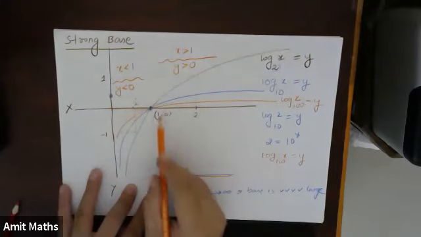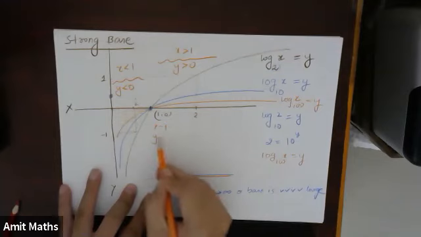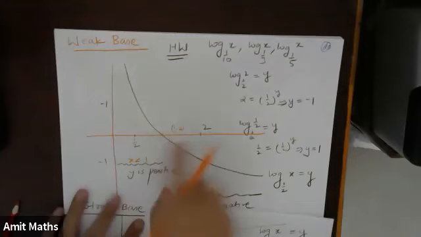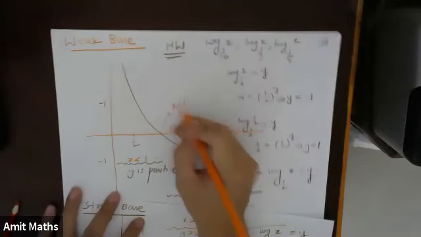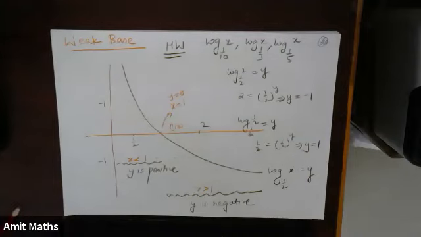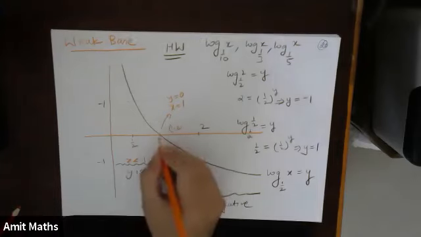Only for one case, which is x equal to 1, y is equal to 0. In this case also, when x is equal to 1, y is equal to 0. So there is only one point common to both weak base and strong base, which is this point.